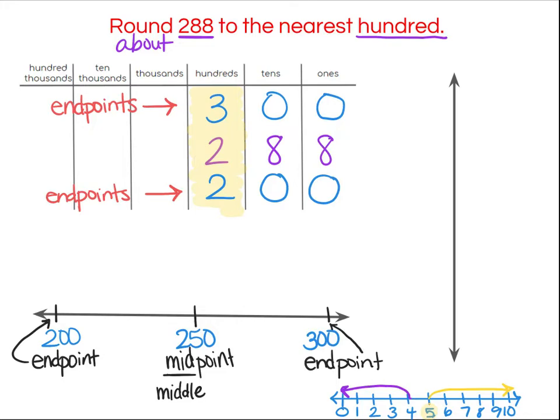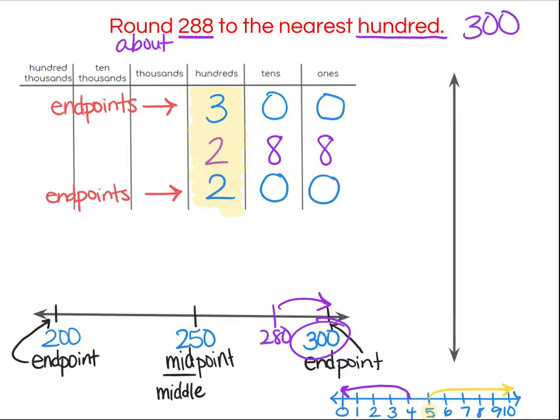Now we find where on the line 288 fits on our number line. Is 288 below 250 or above 250? Well, we know that 50, 60, 70, 80. 80 would be above 50. So 288 rounds up to 300. So if we round 288 to the nearest 100, it is 300.